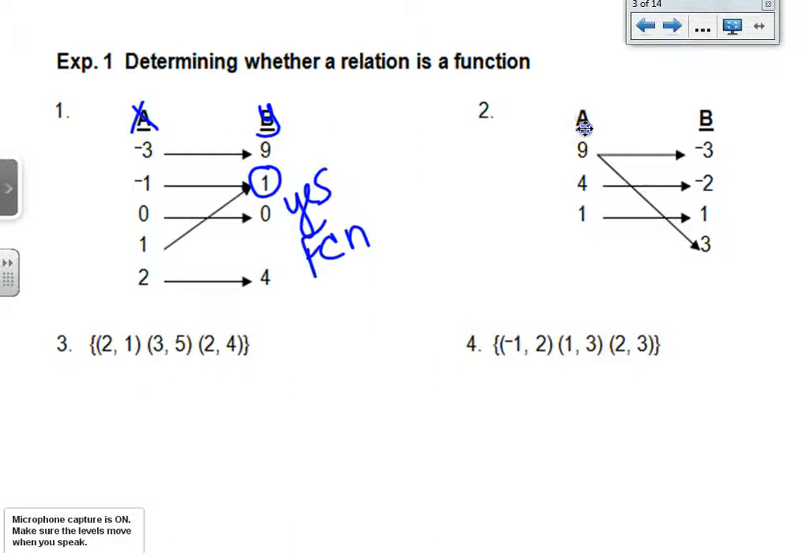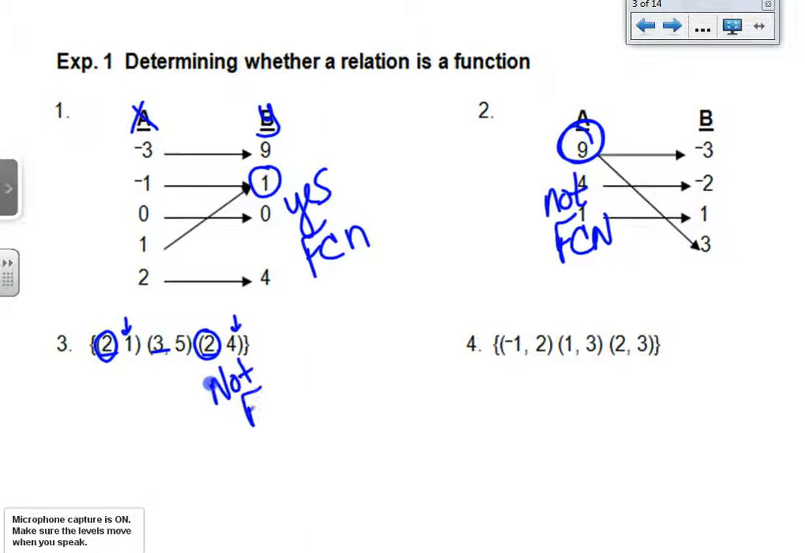When I look at example 2, this x value is a problem because it is paired up with two different y values. So no, this is not a function. When I look at number 3, I should notice right away that the x value of 2 is paired up with a 1 and it's paired up with a 4. So this is another example of not being a function. And then when I look at all my x values, everyone is listed only once, indicating it's only paired up with one y value. So this one, yes, it is a function.